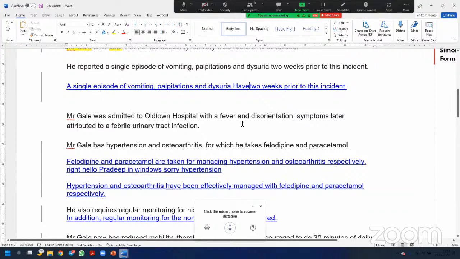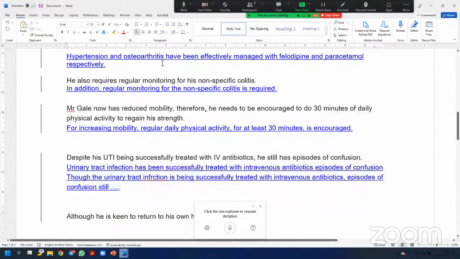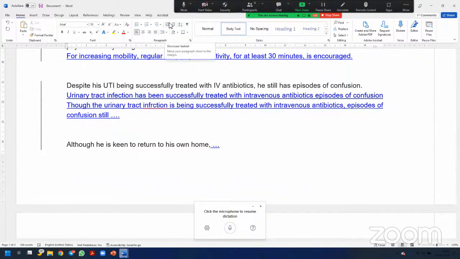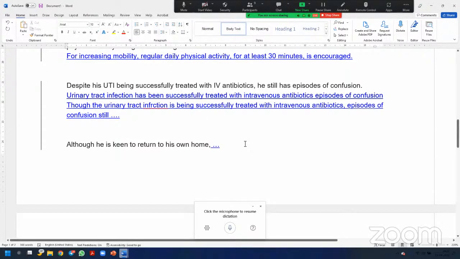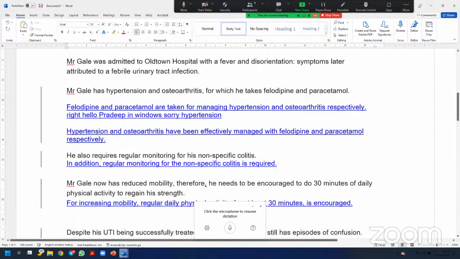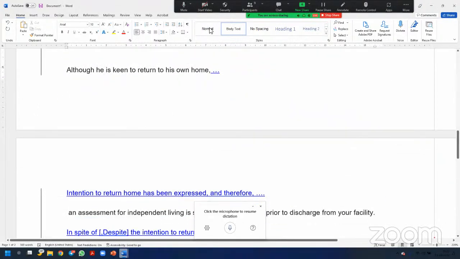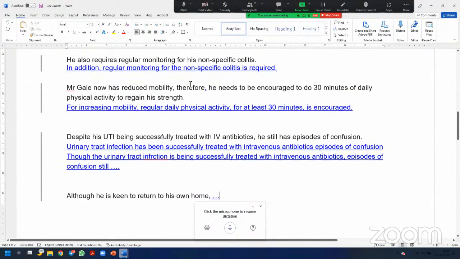Mr. Gale was admitted to Old Town Hospital with a fever and disorientation, symptoms later attributed to a febrile urinary tract infection. All right, fine, good. You can say, however, so modify the quality there. Therefore, he needs to be encouraged. Encouragement should be provided to perform 30 minutes of daily physical activity for regaining his mobility, like that.